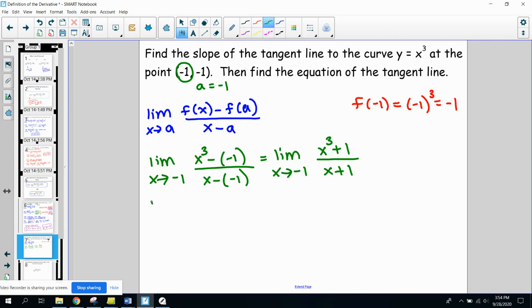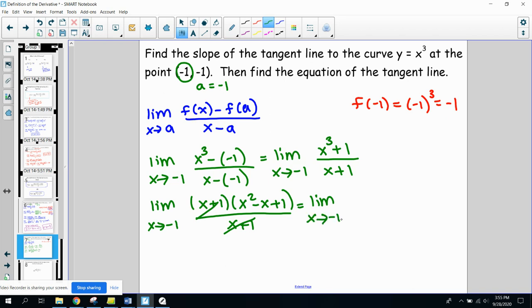So we'll have the limit as x approaches -1. If I factor that top, it's going to be x plus 1 times x squared minus x plus 1, over x plus 1. So now these x plus 1s can cancel out, and we get the limit as x approaches -1 of x squared minus x plus 1. So now I can plug in -1 right into here, and we end up getting 3. So again, that is our slope. That's the derivative at -1. That's the slope of our tangent line.